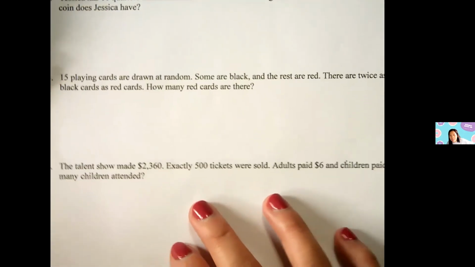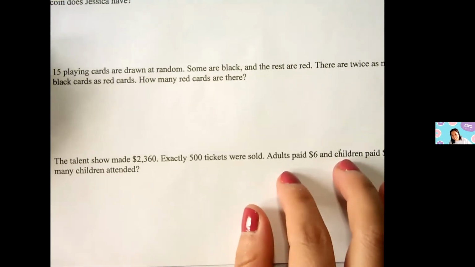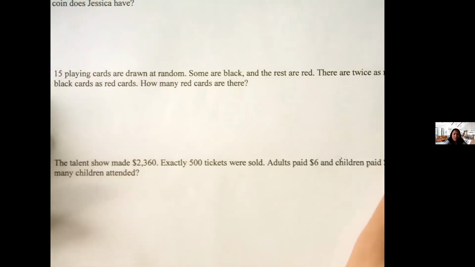Number 13, Miss Dallas. Okay, number 13, it says playing cards are drawn at random. Some are black and the rest are red. Then there are twice as many black cards as red cards. How many cards are there?